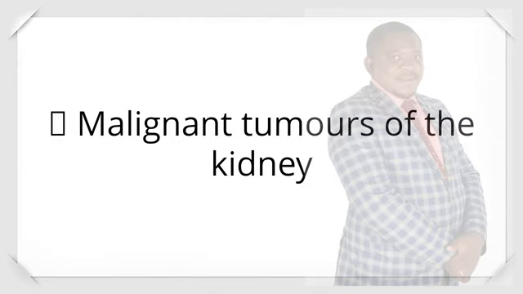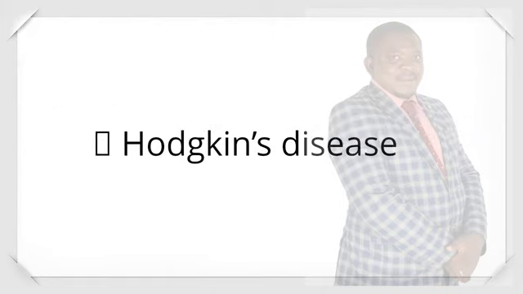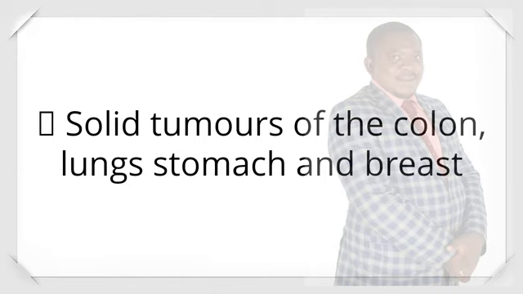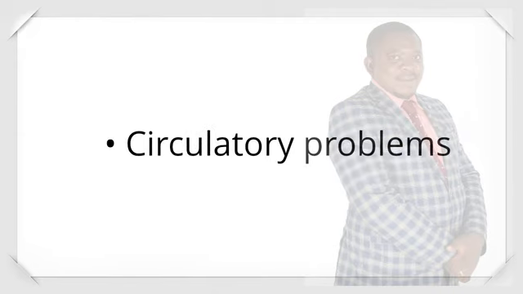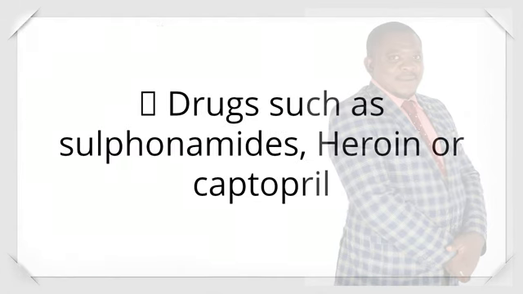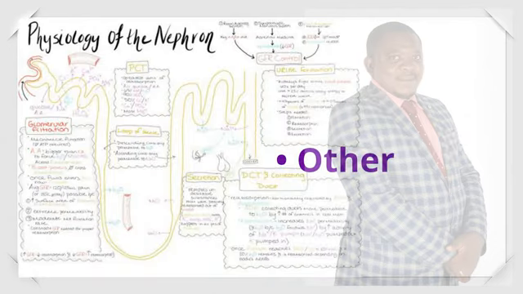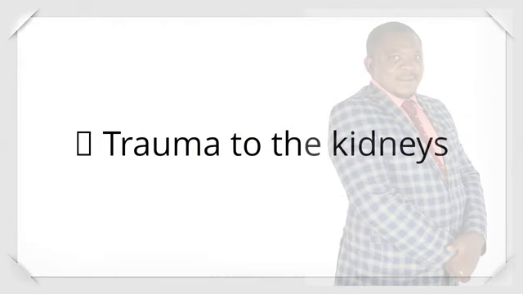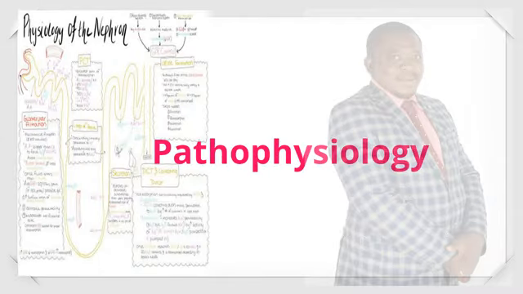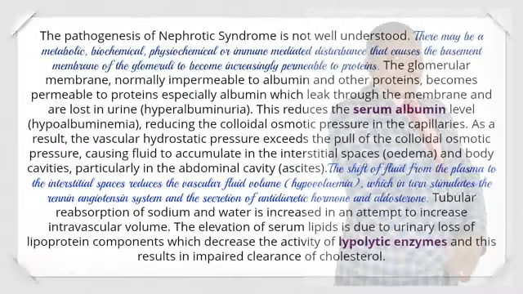Neoplasms. Malignant tumors of the kidney. Hodgkin's disease. Leukemia. Solid tumors of the colon, lungs, stomach and breast. Circulatory problems. Congestive cardiac failure. Allergic reactions. Drugs such as sulfonamides, heroin or captopril. Other. Trauma to the kidneys. All these conditions will result in increased glomerular permeability to plasma proteins, allowing them to seep out of the body in urine.